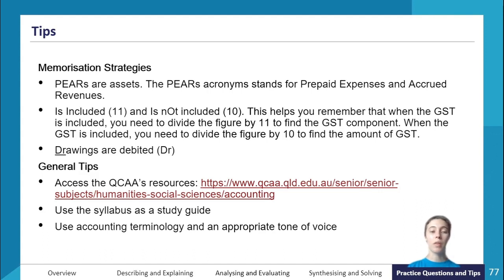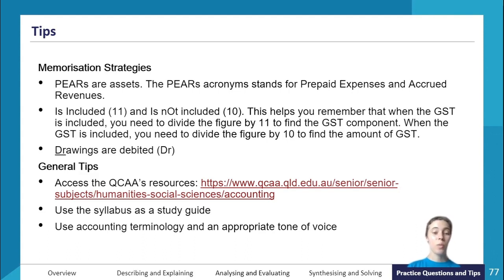So I remember this by: is included is like I, so it looks like 11. Is not included, you've got the I again, but then you've got the O in not to make up that 10 instead. Also, to remember that drawings are debited, or a debit, you've got the DR in drawings, which of course is that abbreviation for debit.